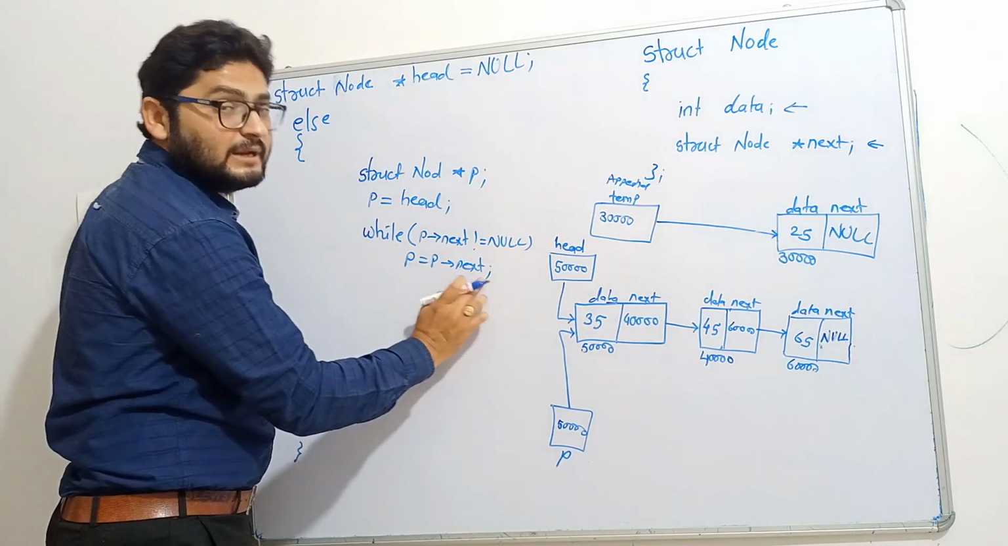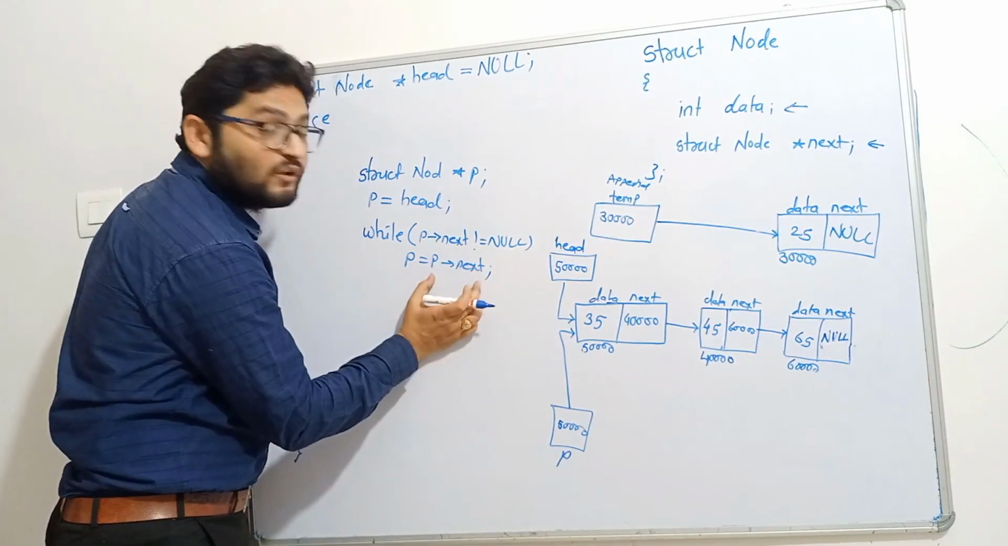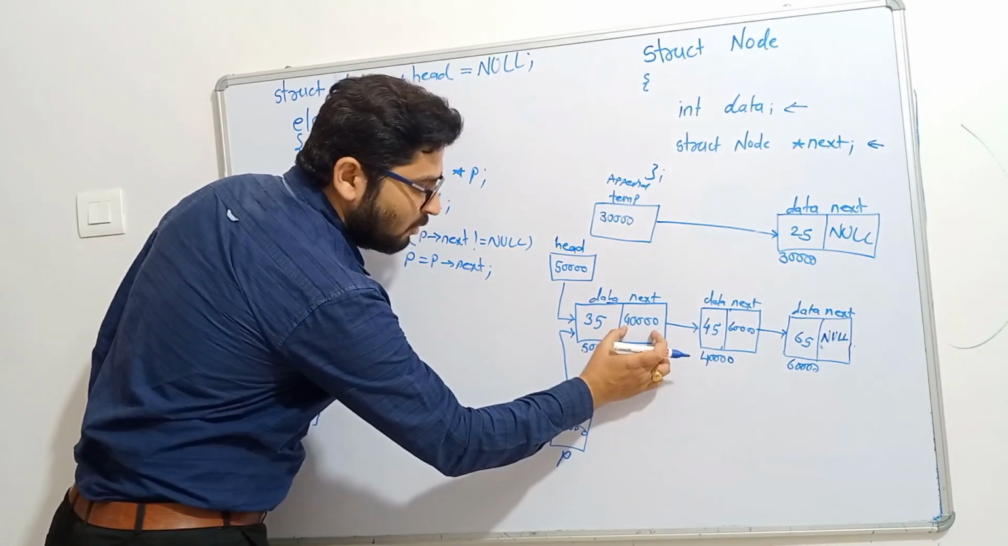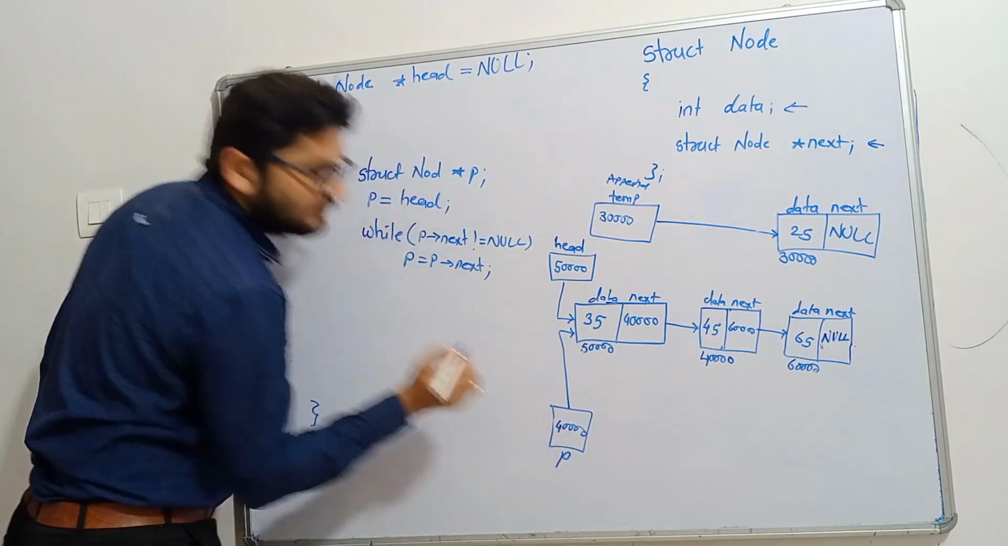P = P->next. What is P->next again? We have just found out that P->next is 40,000. So this 40,000 will be copied and stored into P. So this 50,000 will be replaced by 40,000.